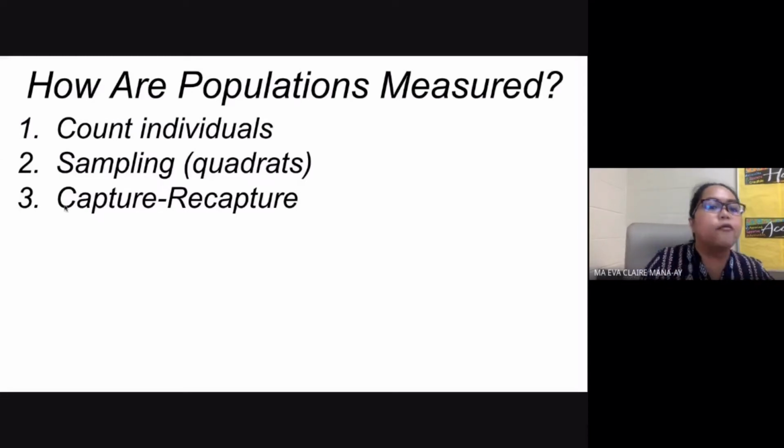Now, you also have what you call sampling by the use of quadrats. I'm going to go to the next slide to explain this later. And you also have capture and recapture. Let's take a look at the next slide.